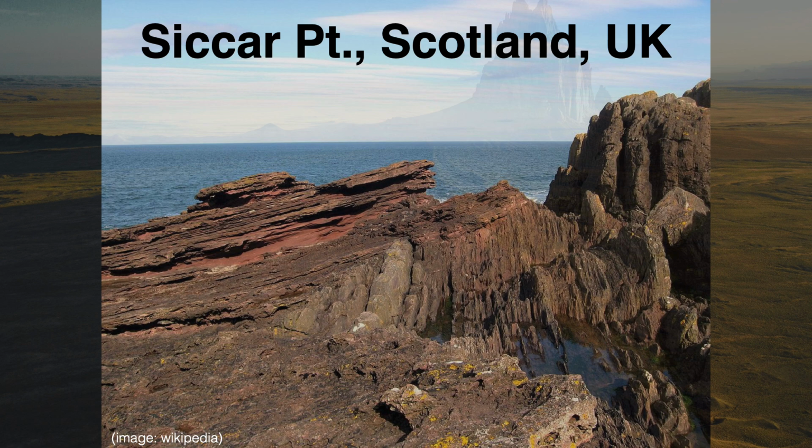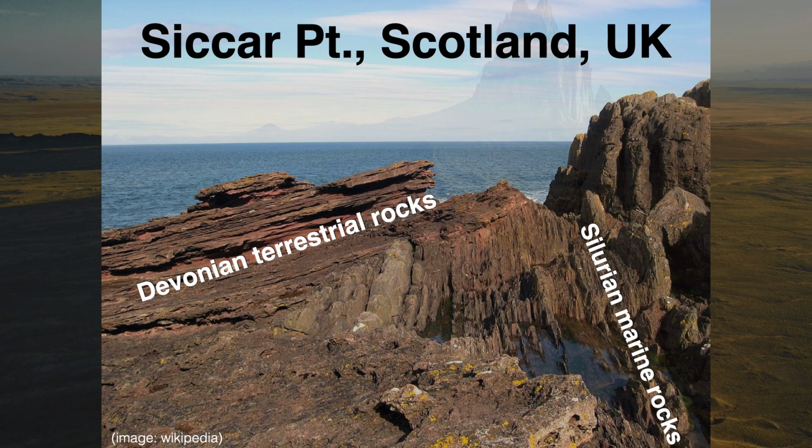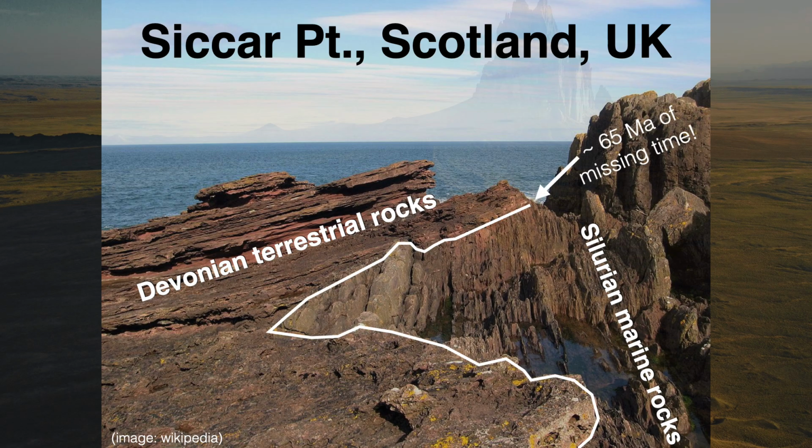So here is a landform in Scotland. Here we have some Devonian terrestrial rocks. Here we have our Silurian marine rocks. And this line here represents about 65 million years of missing time in the geologic record, which is again an unconformity.